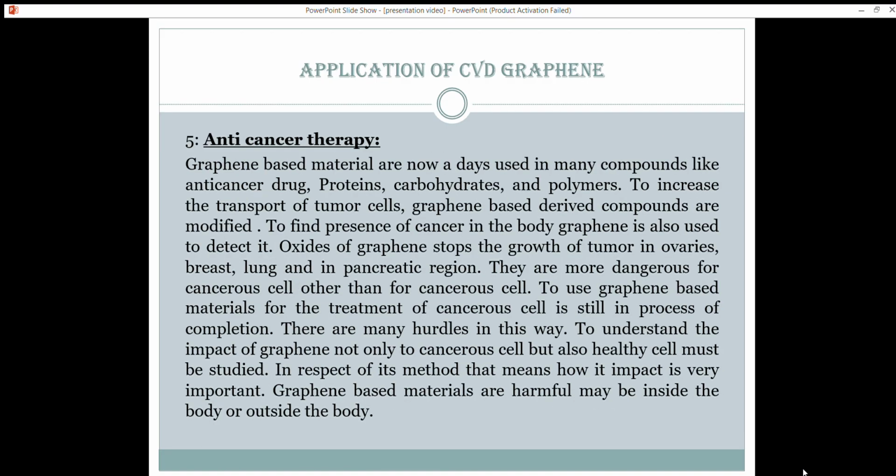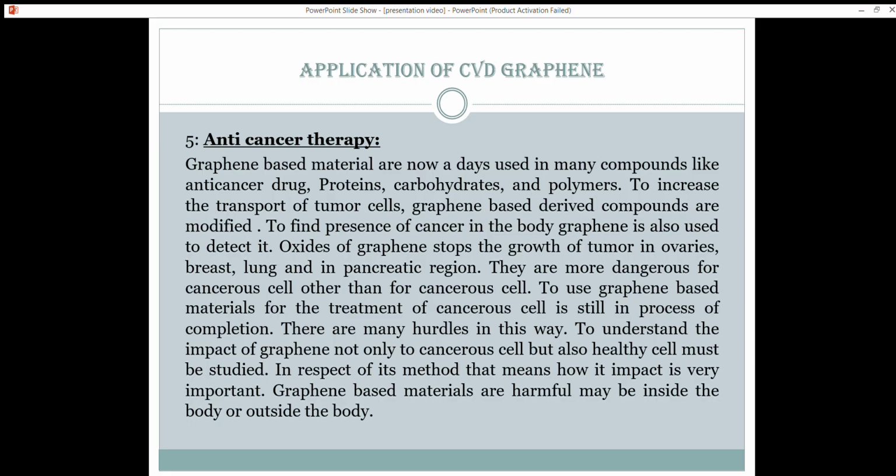Moving on next, we will see how CVD graphene is used in anti-cancer therapy. Graphene-based materials are nowadays used in many compounds, like in anti-cancer drugs, proteins, carbohydrates, and polymers. To increase the transport to tumor cells, graphene-derived compounds are modified. To find the presence of cancer in the body, graphene is also used to detect it.